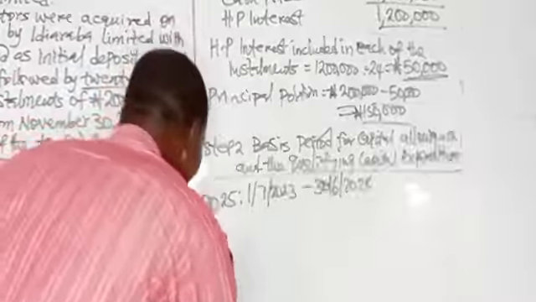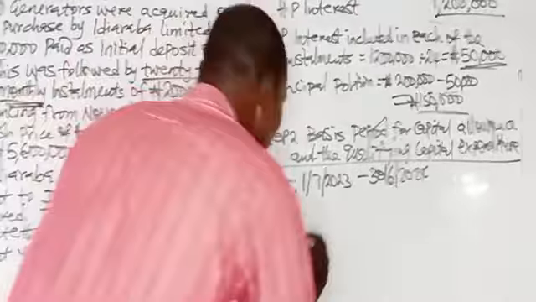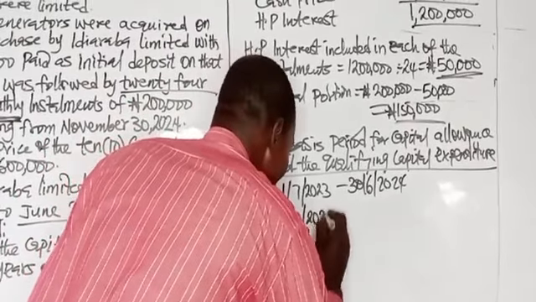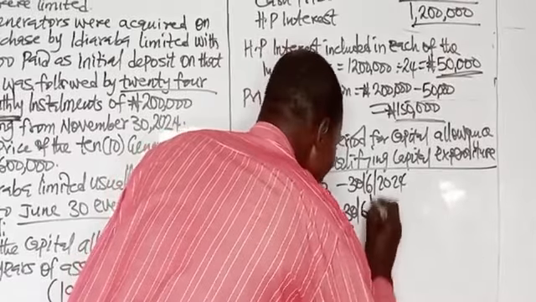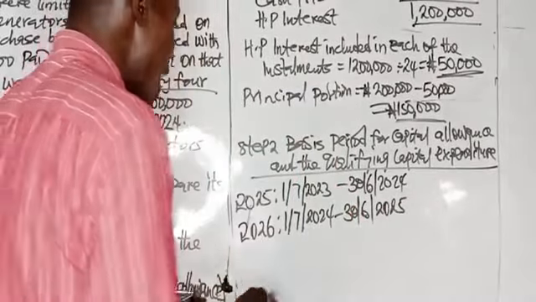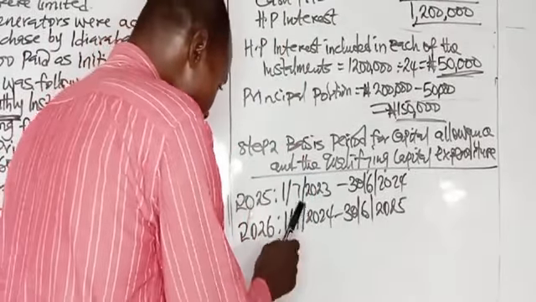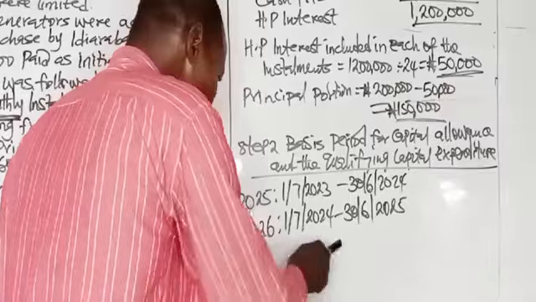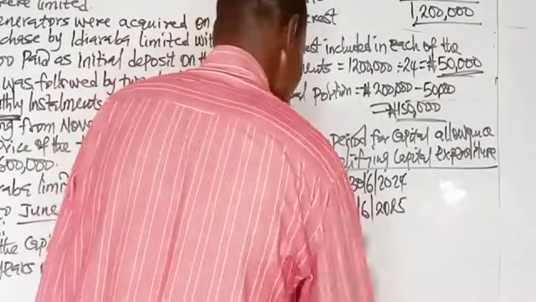Now let's write 2026 year of assessment. The basis period for 2026 year of assessment will be 1st of July 2024, and it will end as at 30th of June 2025. This asset was acquired in September 2024. Remember, you have July 2024, August, September. That means September 2024 falls within this basis period.